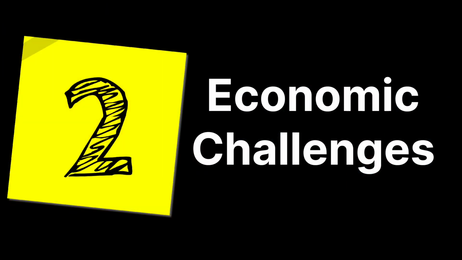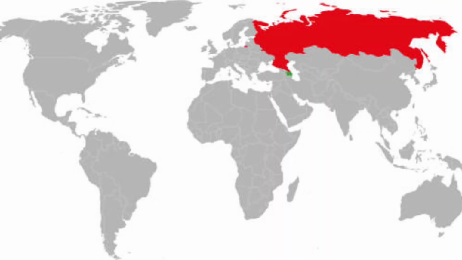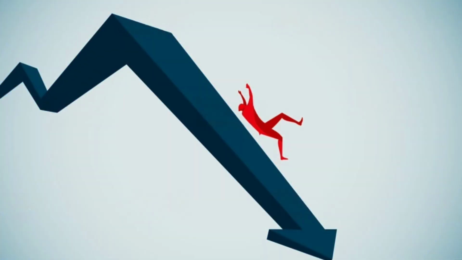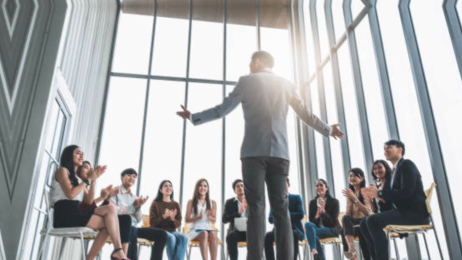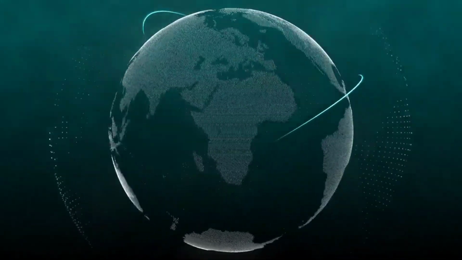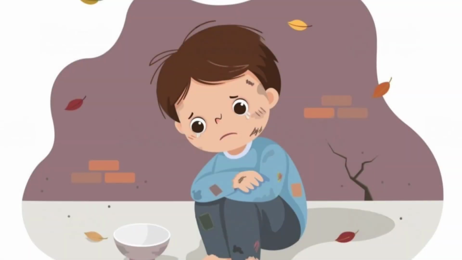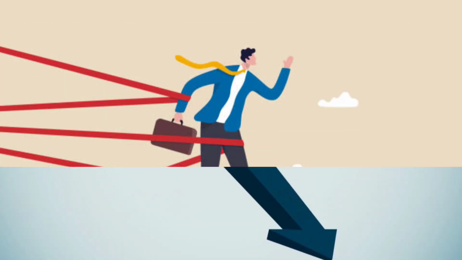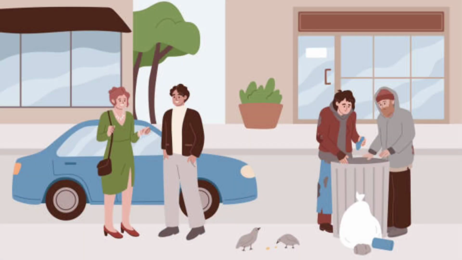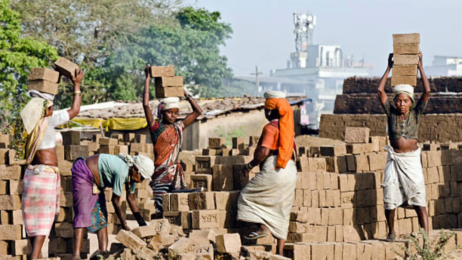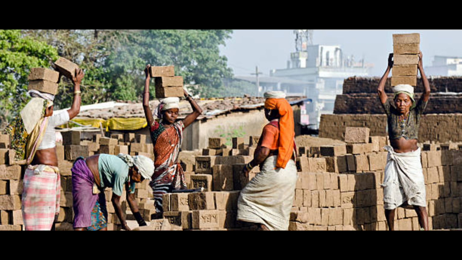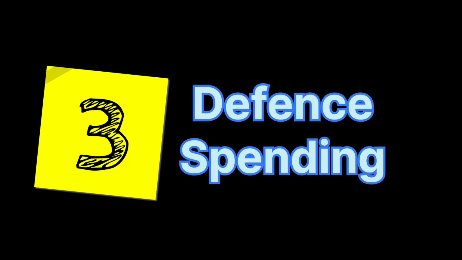2. Economic challenges. The Soviet Union's economic challenges played a pivotal role in its decline. The centralized, planned economy was unable to keep up with the demands of a rapidly changing world. Shortages of essential goods, inefficiencies in production, and a stagnant economy left the Soviet population disillusioned and dissatisfied. The stark contrast in living standards between the Soviet Union and Western nations underscored the economic struggles faced by ordinary Soviet citizens.